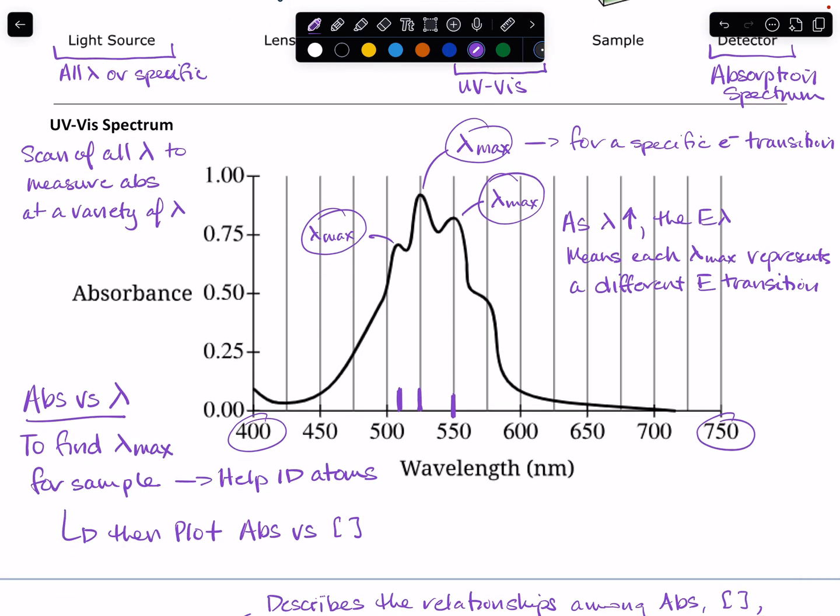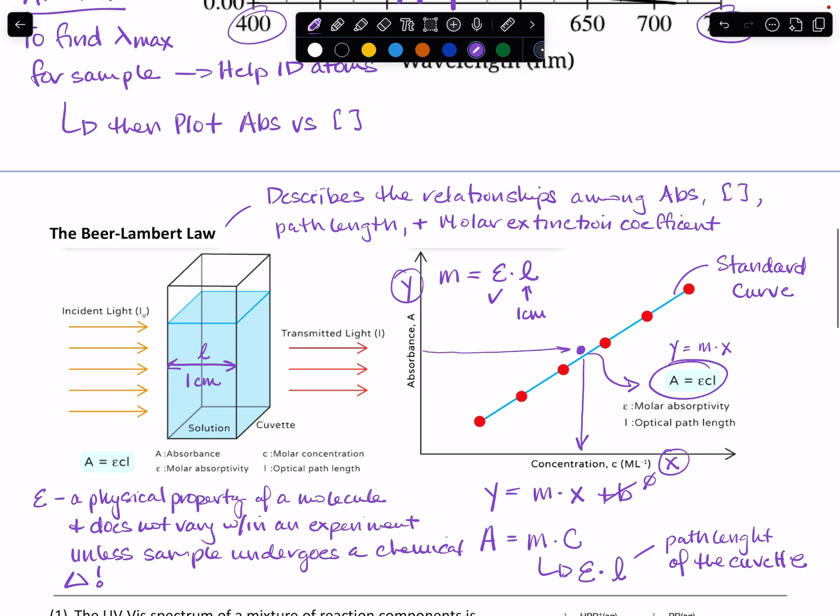You can either do a scan of all wavelengths and measure your lambda max. Then you're going to take that maximum absorbance and use it to build your standard curve, which you can then use to determine the concentration of an unknown substance, or the absorption of that unknown substance, using Beer's law, which is the absorbance equals the extinction coefficient times the path length times the concentration of that substance. Okay?